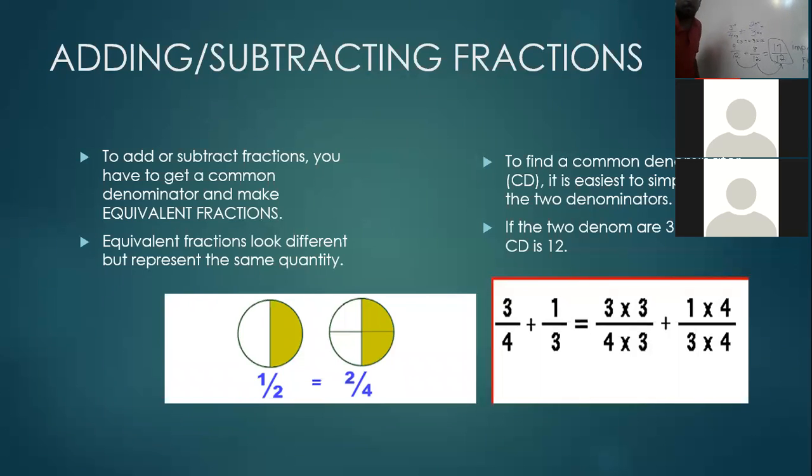All right, if I want to find the common denominator for two different fractions, all I have to do is multiply the two bottom numbers together. So if I have a 3 and a 4, the common denominator is 12.